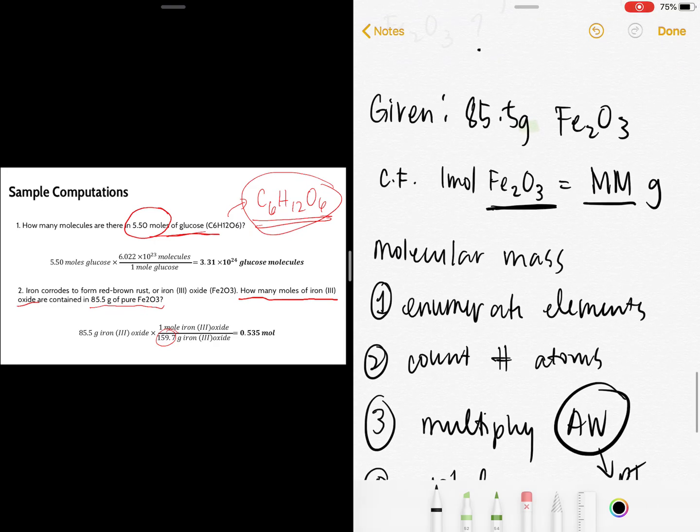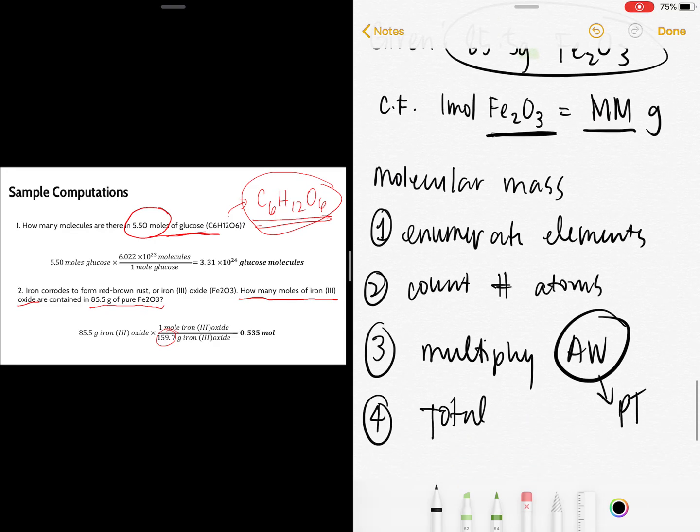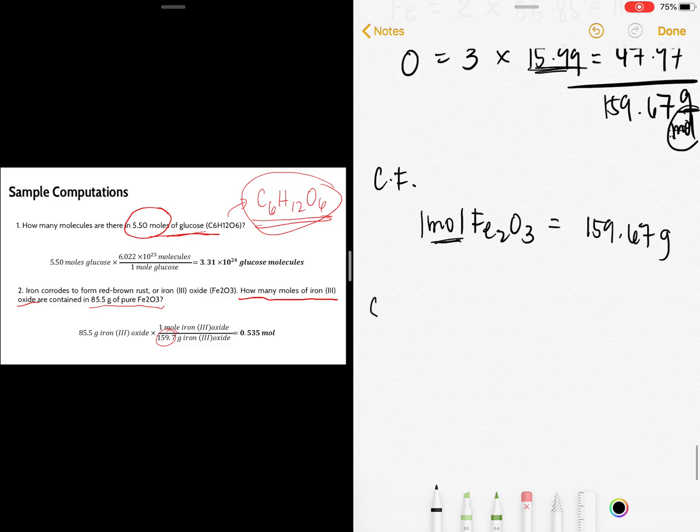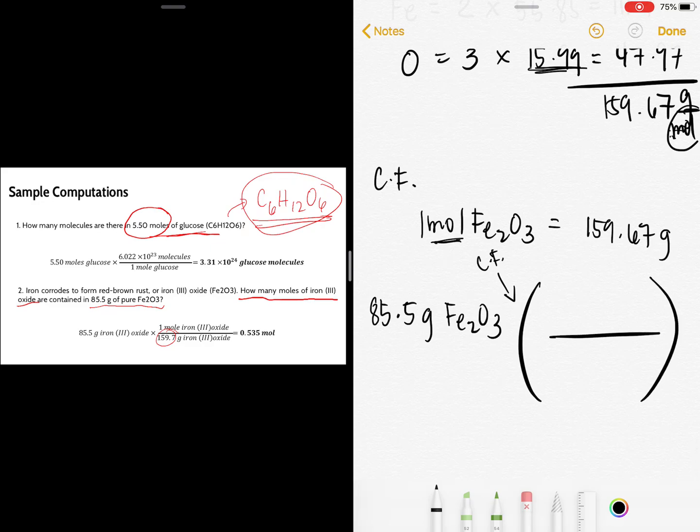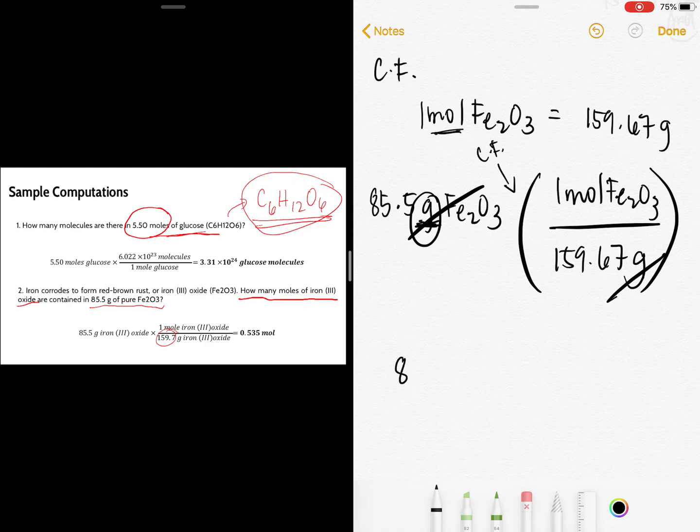You can solve now. How do you solve? You start with the given. Ano yung binigay sa'yo? 85.5 grams ng ferric oxide. So, 85.5 grams of ferric oxide, sa loob yung ating conversion factor. Okay? So, sa baba, grams. Bakit? Kasi grams yung nandito. So, dapat grams yung nasa baba. Kung anong unit yung nandito, siya dapat yung nasa baba. 159.67 grams, 1 mole of ferric oxide. O, magka-cancel ito ngayon. So, 85, how do you input that in your calculator?